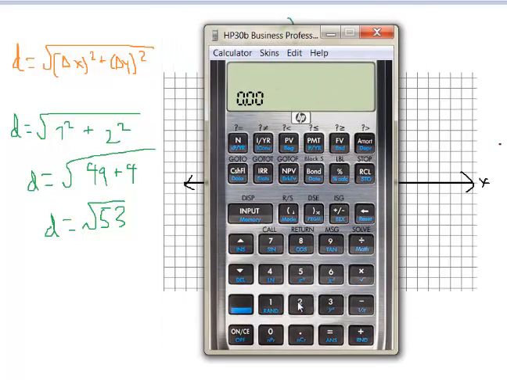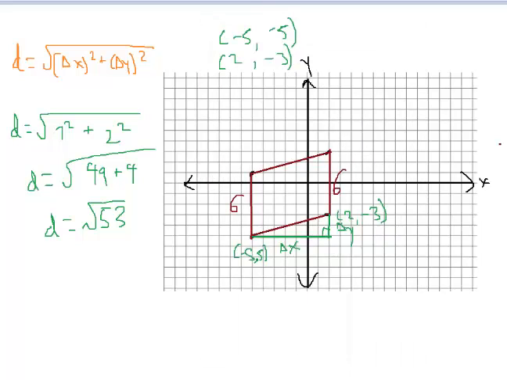We can round it off by saying the square root of 53, which is 7.28. So we're going to say the distance is 7.28. That means this side would be 7.28, and of course, since it's a parallelogram, this side would also be 7.28. If you wanted to figure out the area of the parallelogram, you would just do 6 times 7.28.